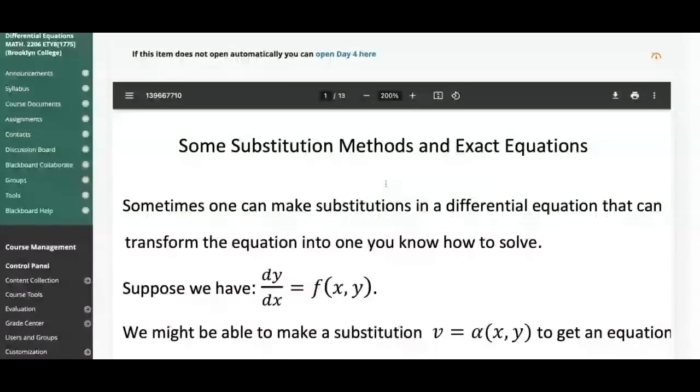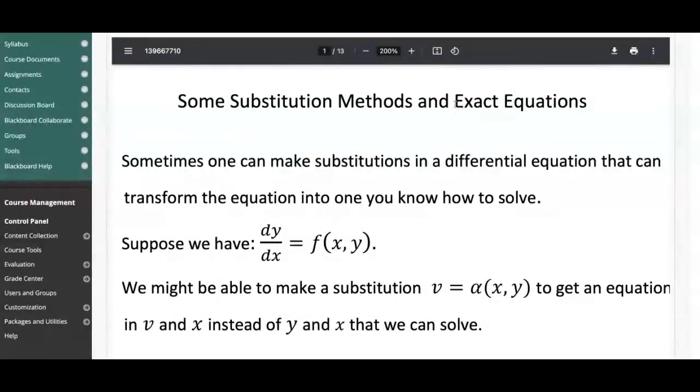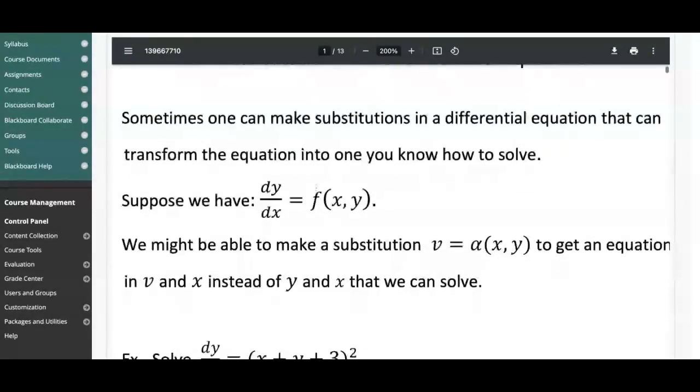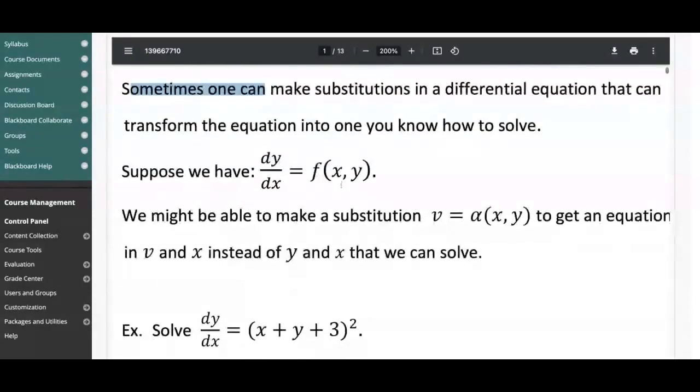All right, so we're going to talk about exact equations today. Exact equations, as Ryan has mentioned over and over, and also some substitution methods. But this is our focus. We're trying to solve this kind of equations. Let's read this. Sometimes we can take a substitution in a differential equation that can transform the equation into one we know how to solve.